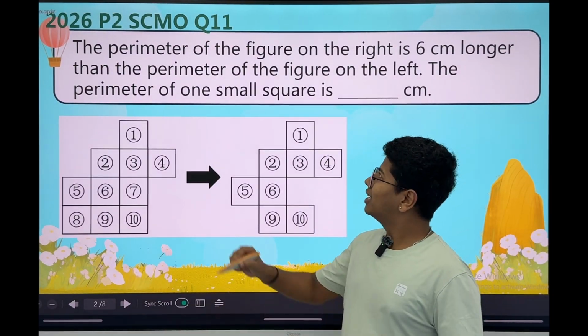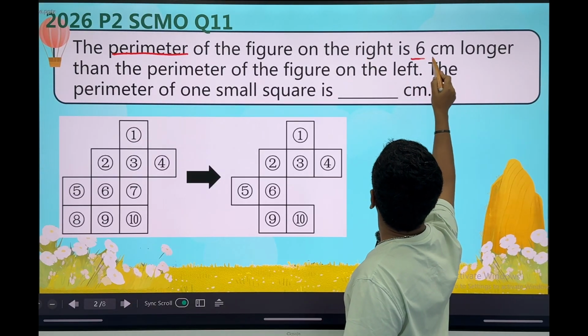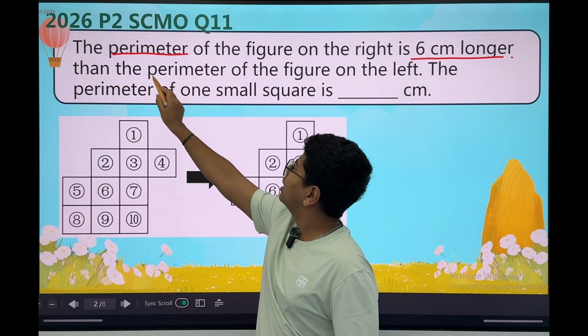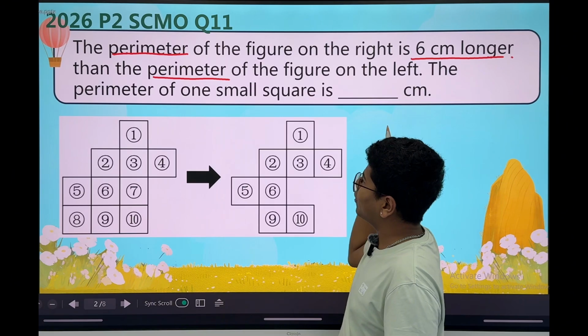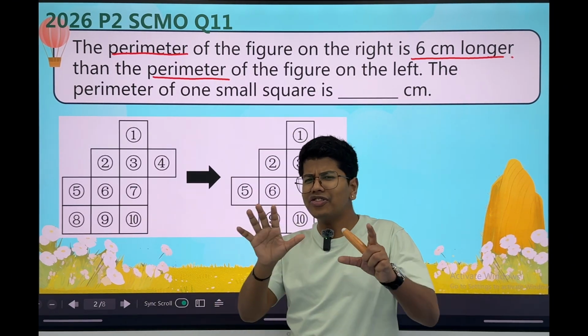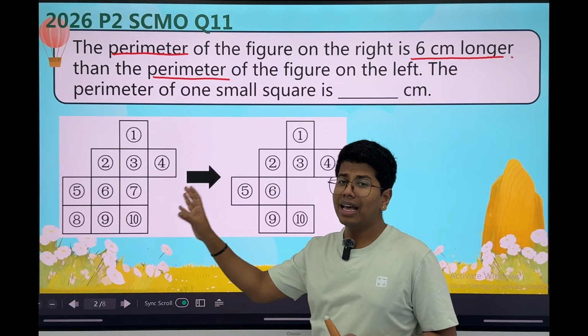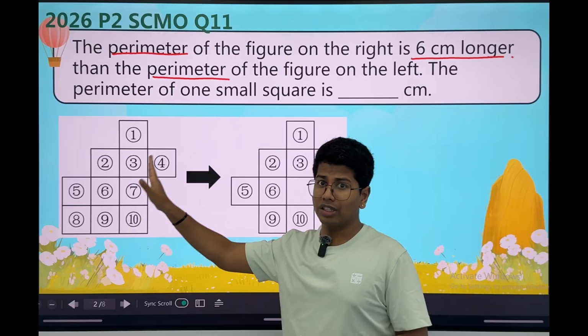Here the question is, the perimeter of the figure on the right is 6 centimeter longer than the perimeter of the figure on the left. The perimeter of one small square is dash centimeter. Let's try to understand this question. Here there are two figures given to us. There is one on the left and one on the right.